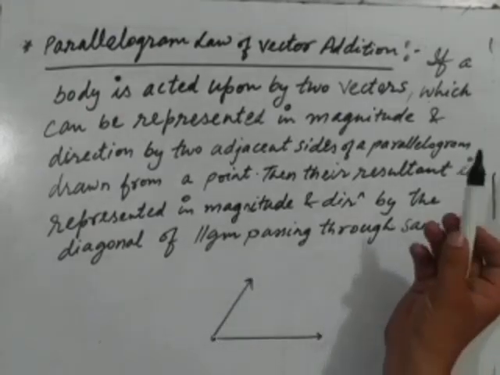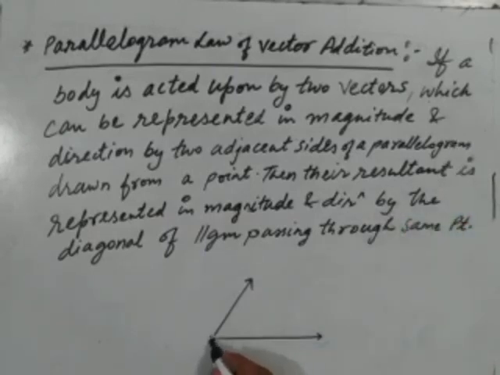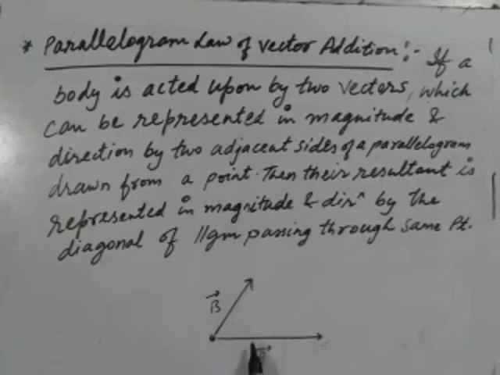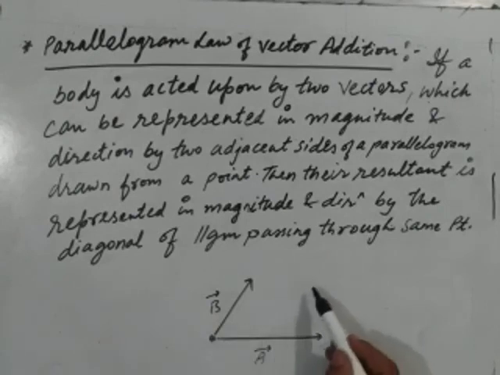We have said if two vectors are acted upon a body which represents the magnitude as well as direction of the two vectors, A vector and B vector, and if these two vectors represent the two adjacent sides of a parallelogram, then their resultant will be represented by the diagonal which lies in between them, and that diagonal will represent the magnitude and direction of the resultant.